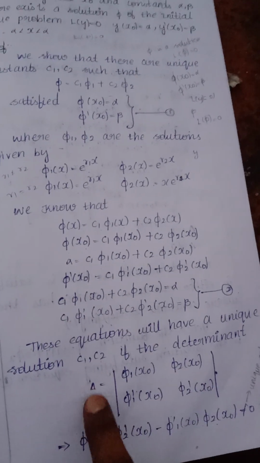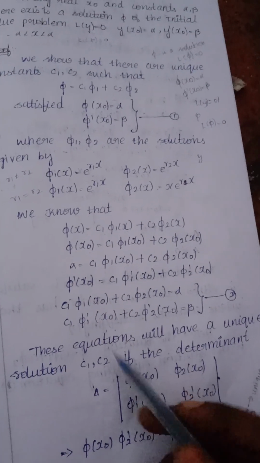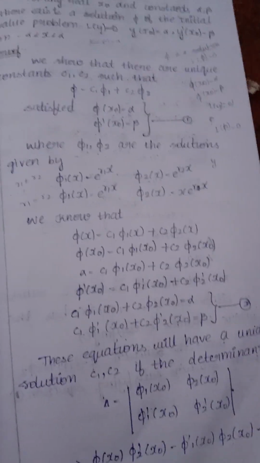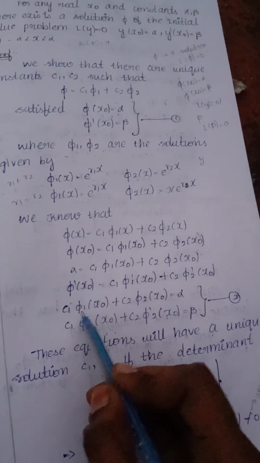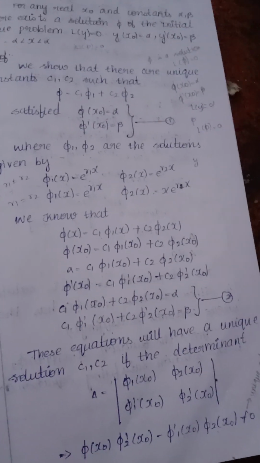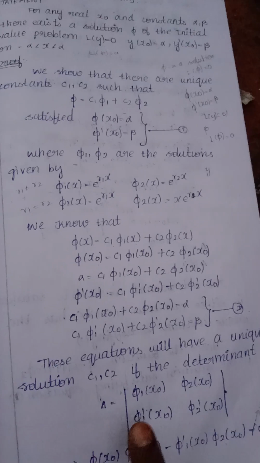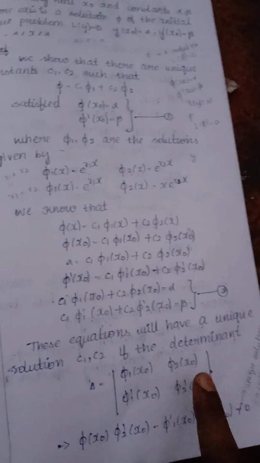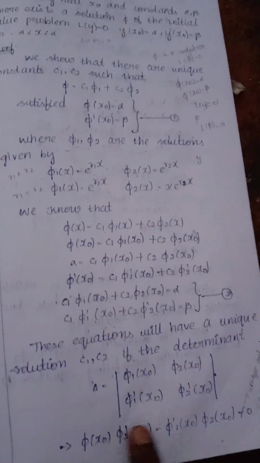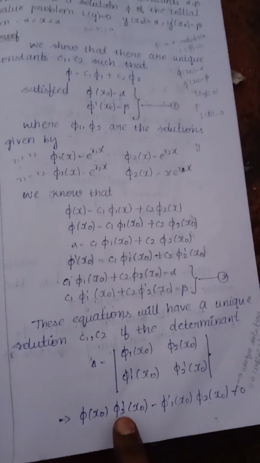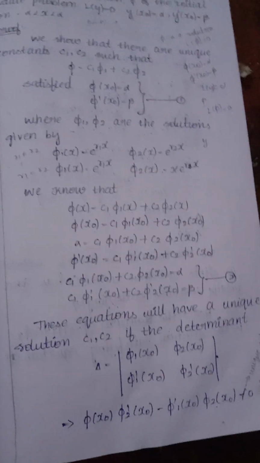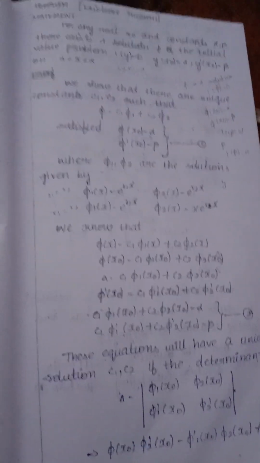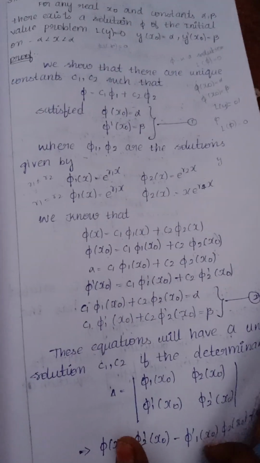For that we have to check the determinant. In this determinant we have to use only the function terms. So here the functions are nothing but phi 1 x 0, phi 2 x 0, phi 1 dash x 0, phi 2 dash x 0. So we have to substitute phi 1 x 0, phi 2 x 0, phi 1 dash x 0, phi 2 dash x 0. If we take the determinant, we cross multiply: phi 1 x 0 into phi 2 dash x 0 minus phi 1 dash x 0, phi 2 x 0. So it must be not equal to 0, only then is there a unique solution.